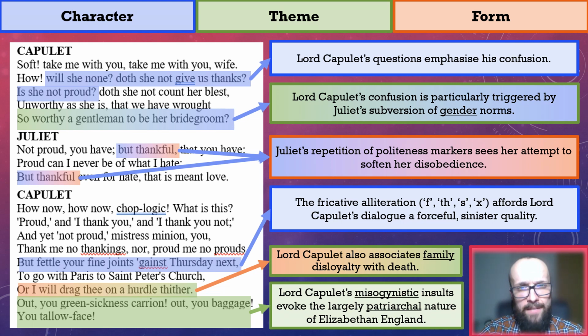As if insulting Juliet based on her lack of or excess of sexual activity isn't enough, Lord Capulet then also objectifies his daughter when he calls her a tallow face, an insult that sees him suggest that she has yellowish waxy skin, a comment that amounts to him calling his daughter ugly.